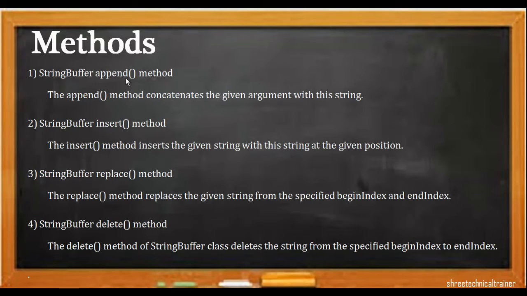So what is the purpose, the use of the append method? The argument is converted to a string and appended to the end of the current buffer when you use the append method. In the case of the insert method, the second argument is converted to a string and inserted into the current buffer beginning at the offset. So when you want to insert anything in between the string, we can go for the insert method.